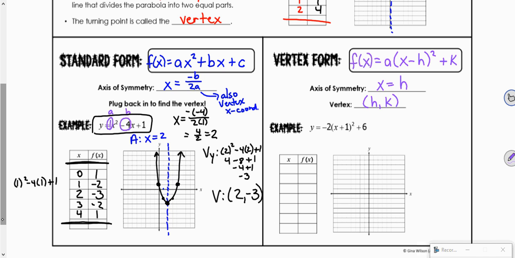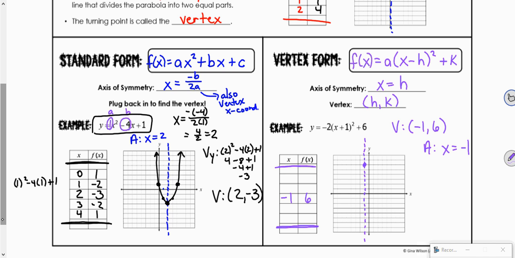So on this one, your vertex, it's already in vertex form. So your vertex is going to be negative 1, positive 6. So negative 1, positive 6 is the vertex. Okay. 2, 3, 4, 5, 6. Right there. So that means that my axis of symmetry, okay, is going to be x equals negative 1.